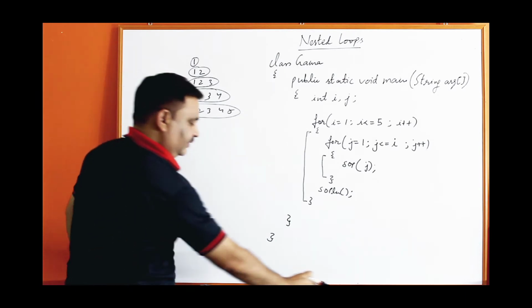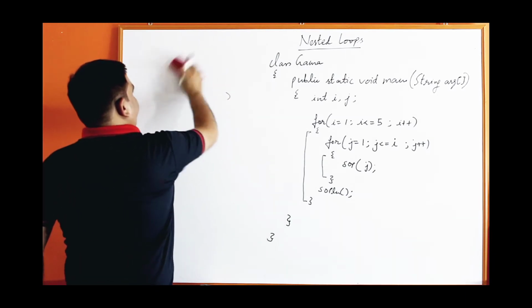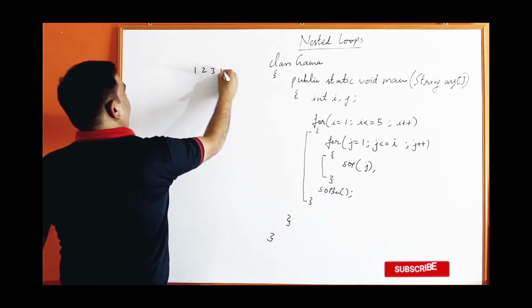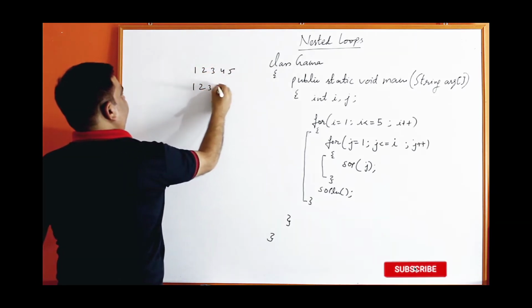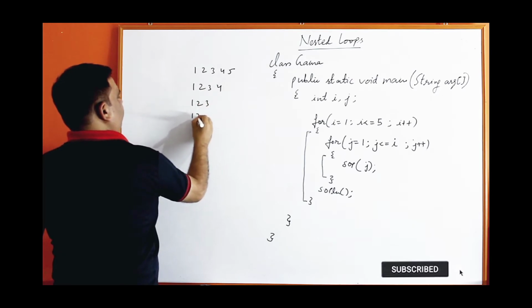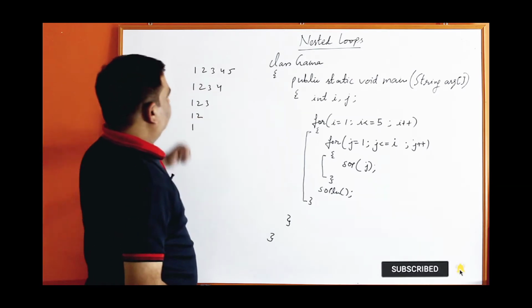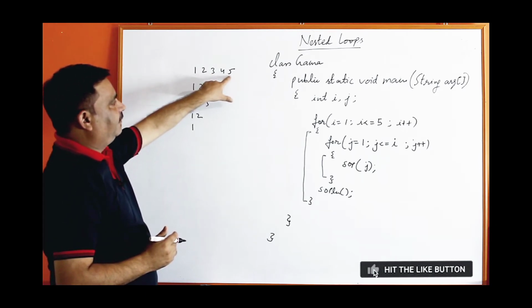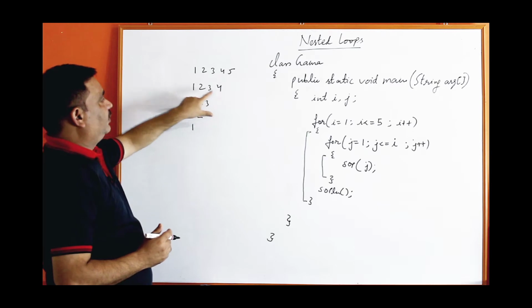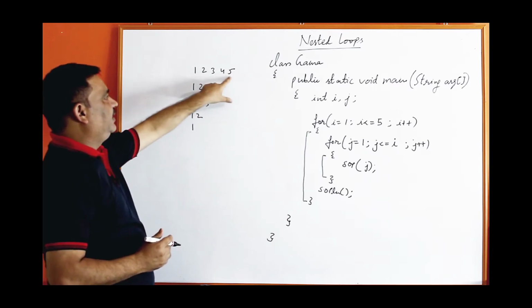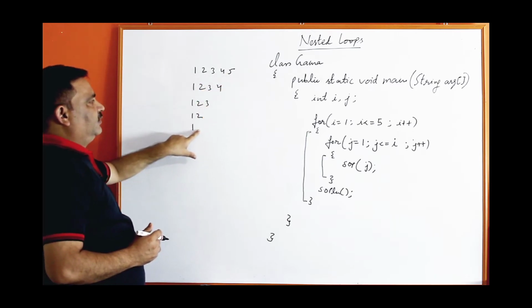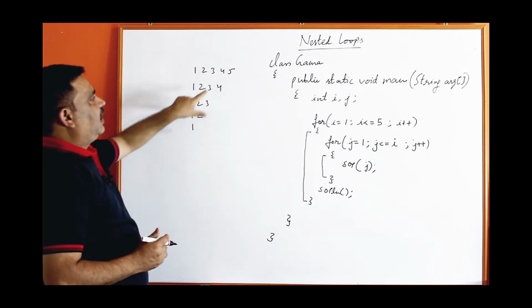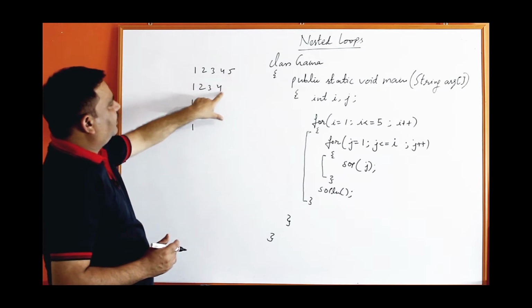One more output. If I write 1, 2, 3, 4, 5, 1, 2, 3, 4, 1, 2, 3, 1, 2, 1. How will we get the output of this program? First is from 1, 2, 3, 4, 5 up to 5. Then 1, 2, 3, 4 up to 4. Starting is 1, but ending is changing. So the inner loop will always start from 1 and the outer loop will go from 5 down to 1.